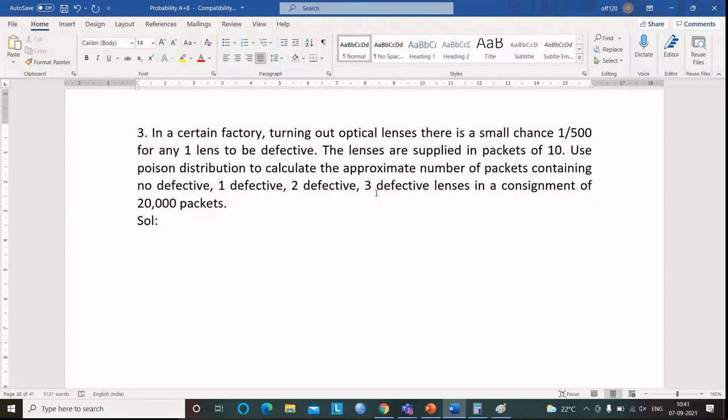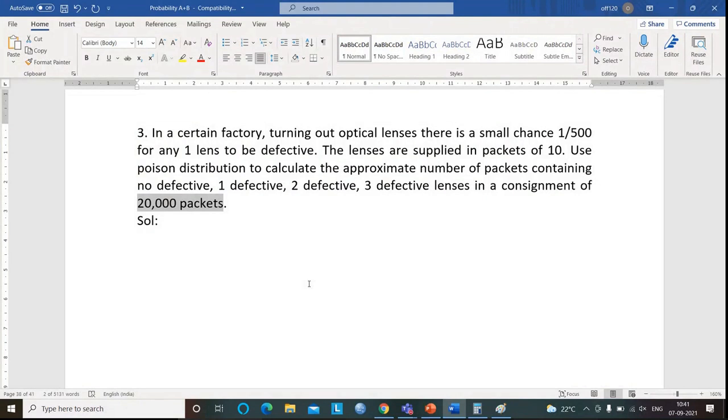So how many such packets are there with the company now? It's a consignment of 20,000 packets, and each packet consists of 10 lenses. In the production process, there will anyway be a small error, and small defective items will be there. So they have found out that there is a small chance of 1 by 500 for any one lens to be defective. That is their claim.